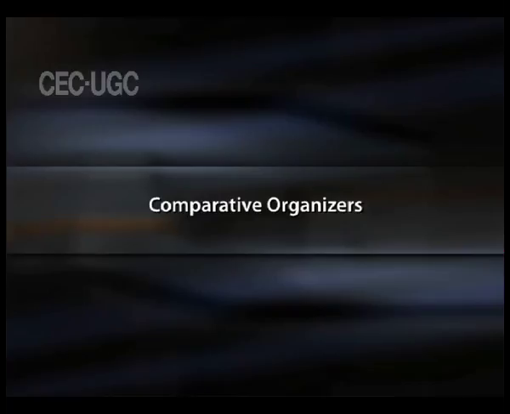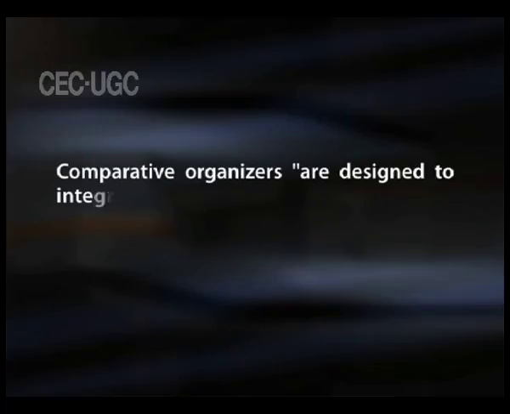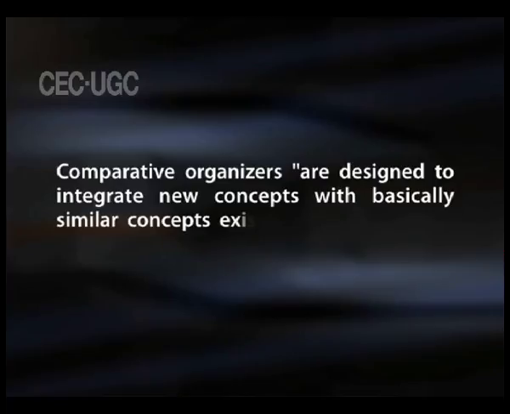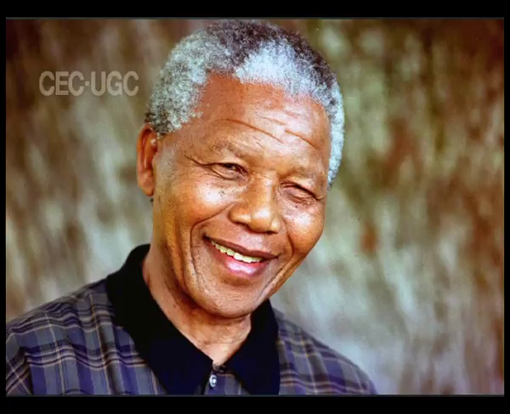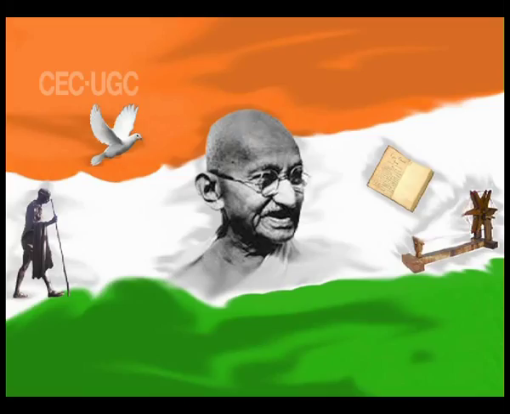Comparative organizers. They are designed to integrate new concepts with basically similar concepts existing in the cognitive structure. For example, suppose a set of comparatively young children are to learn about Nelson Mandela as the creator of modern South Africa. Certain aspects about his life and work may be familiar, but the unfamiliarity with the environmental conditions may make meaningful learning difficult. This can be avoided by using the life and work of the father of our nation, Gandhiji, as the advanced organizer.